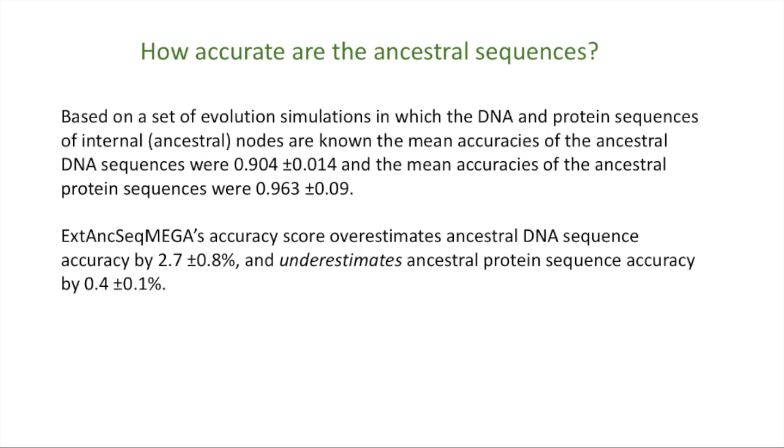For DNA sequences, the estimates were about 90% accurate. For protein sequences, they were better than 96% accurate. extantseek MEGA's accuracy score overestimates ancestral DNA sequence accuracy by 2.7%, but it underestimates ancestral protein sequence accuracy by about 0.4%.